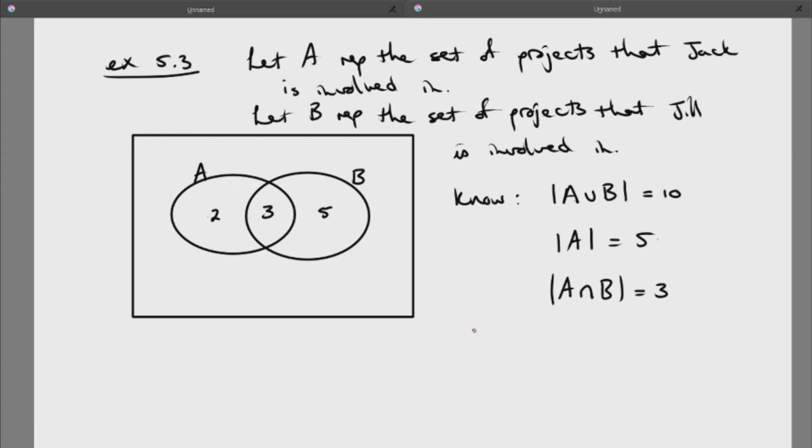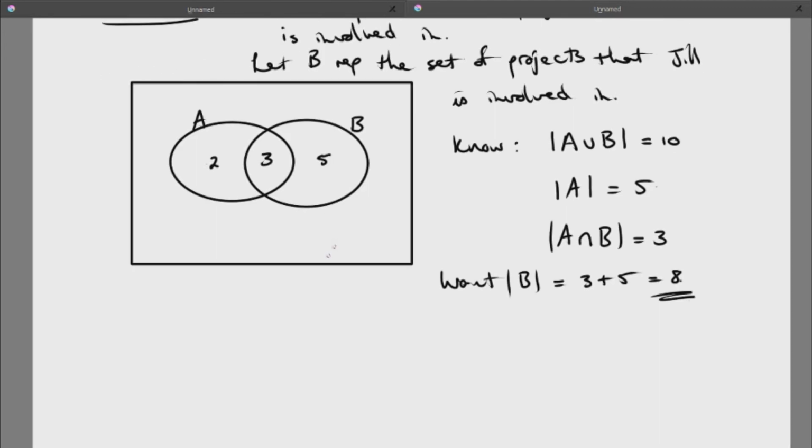And now I check the question. How many projects is Jill involved in? That would be B, the number of elements in B. And it is 3 plus 5, which equals 8. And I can have a little concluding sentence. It's always a nice idea. Jill is involved in 8 projects.